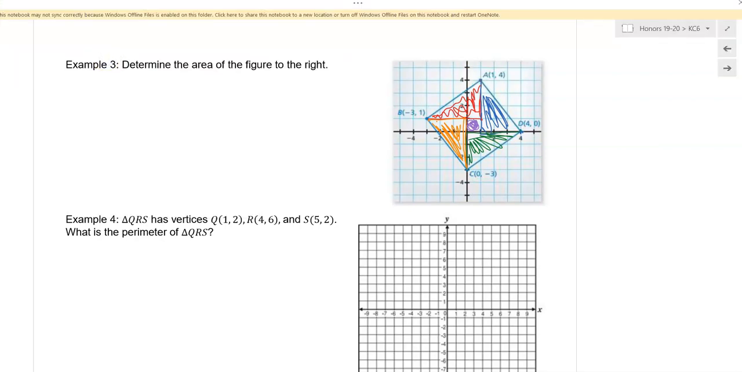So looking at our first triangle, our base, it doesn't really matter which side your base is, we'll say this one is 1, 2, 3, 4 units long, and our height is 1, 2, 3. If I multiply all of that together, I get 6.